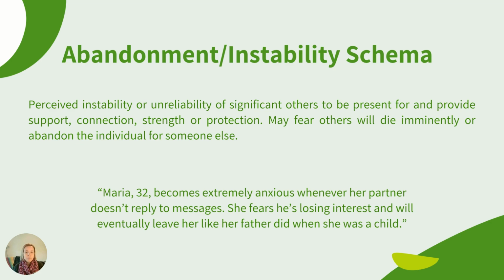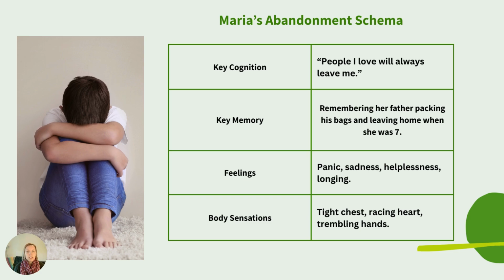So in this example, Maria, who's 32, becomes extremely anxious whenever her partner doesn't reply to messages. She fears he's losing interest and will eventually leave her, like her father did when she was a child. So let's look at Maria's abandonment schema in a bit more detail.